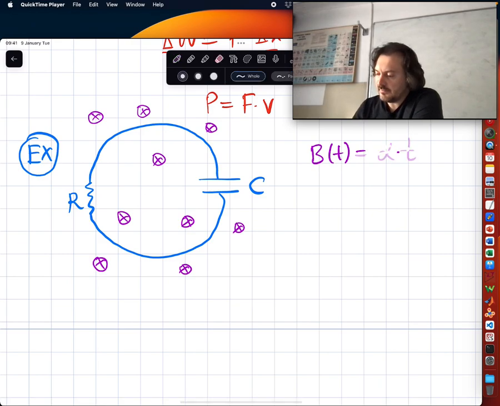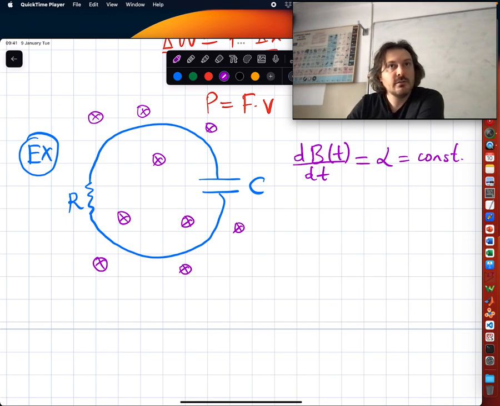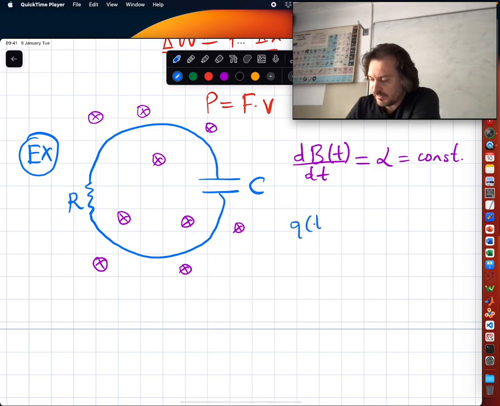Or let's write it more scientifically: dB over dt is alpha and it's constant. At the beginning, the capacitor is uncharged. Find the final charge on the capacitor. No, find the charge with respect to time on the capacitor, Q of t. Do you understand the question?